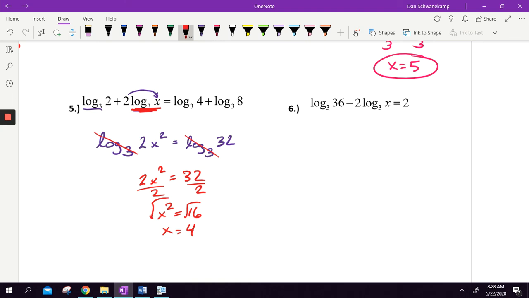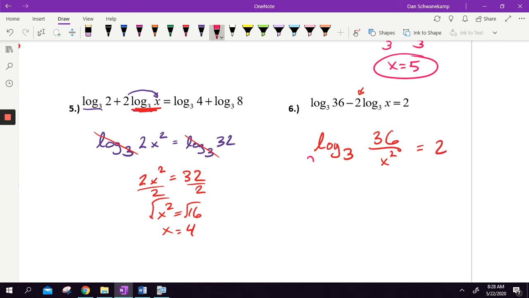Last one: log base 3 of 36 minus 2 log base 3 of x is equal to 2. So again, we've got this 2 in front. Be on the lookout for negative logs. Log base 3 of 36, we're condensing. It's minus, so we're dividing by x. That 2 is going to become my exponent. It's all equal to 2.